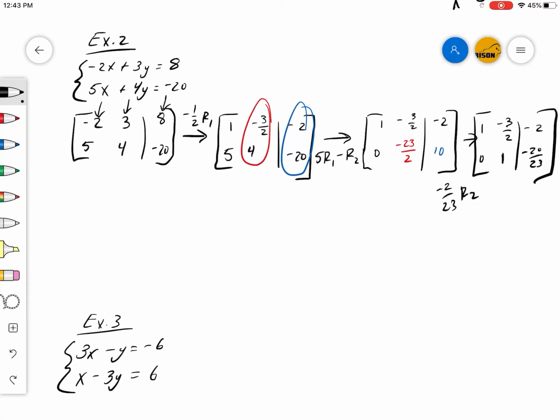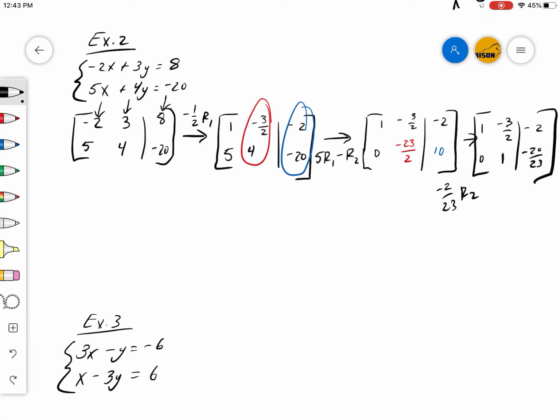Something is wrong there. Let me make sure that 10 is correct. Okay, so negative 2 times 5 would be negative 10, and then I've got to subtract negative 20, so that definitely is 10. Let me make sure negative 2 is right real quick. How did we get negative 2? We multiplied by negative 1/2.